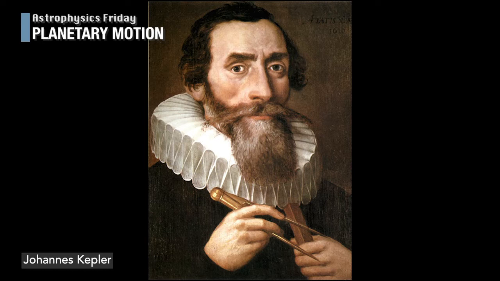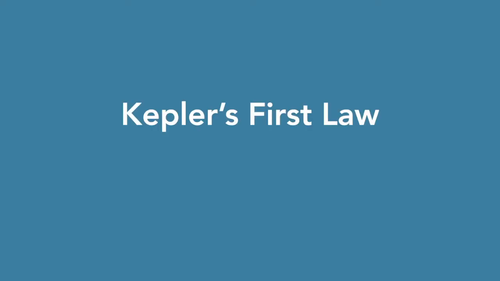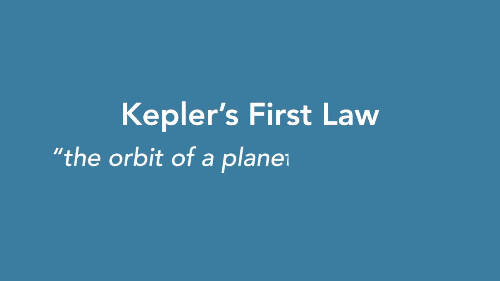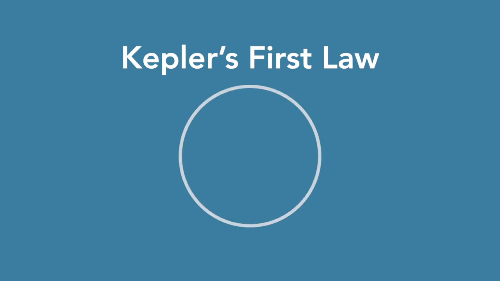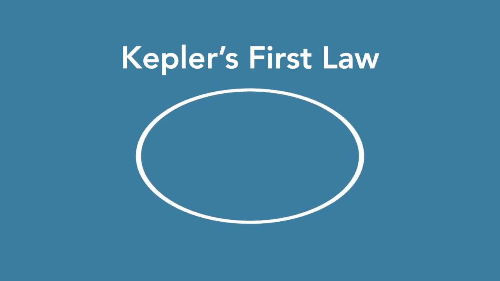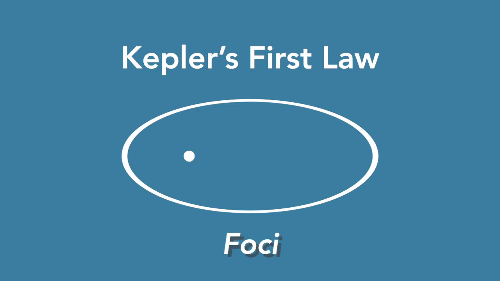Kepler could only study the planets of our solar system. But today, we know that his laws apply to planets orbiting around other stars as well, which you may know are called exoplanets. The first of these laws just states that the orbit of a planet is an ellipse. As we've mentioned before in this series, an ellipse is a circle that's been stretched out. The more an ellipse is stretched out, the higher its ellipticity is. An ellipse has two foci, and the star a planet is orbiting around is at one of these 2 points.